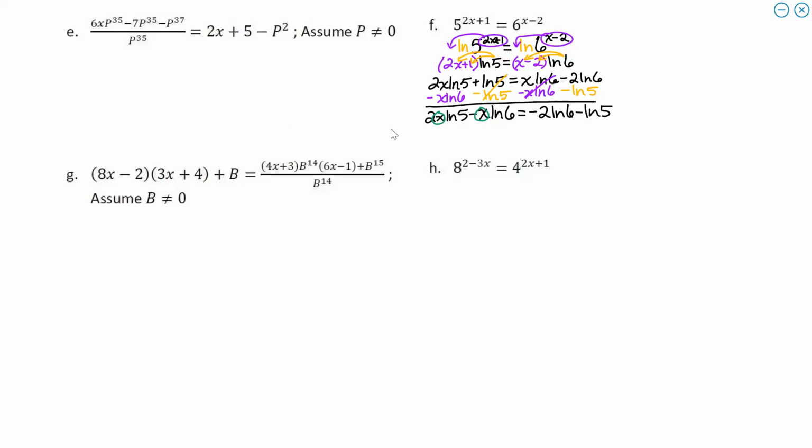I'm going to distribute the X. So 30X minus X squared is greater than or equal to 216. What type of inequality am I looking at here? What degree is this inequality? Second degree. So I've got a quadratic inequality here.